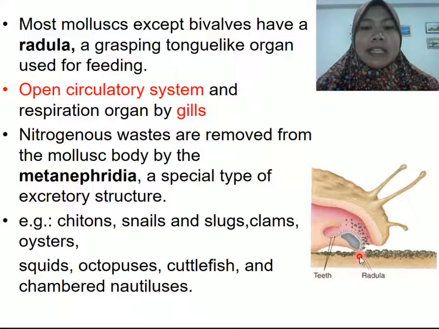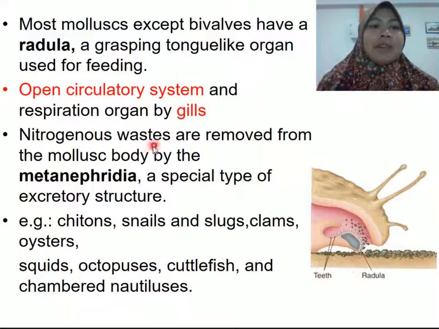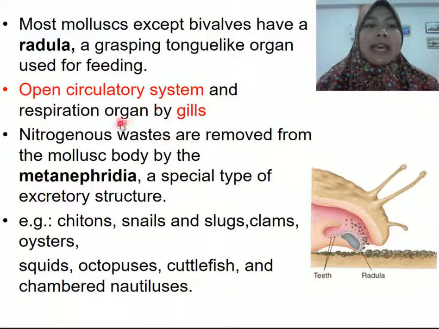You can see this is radula. So radula is a tongue-like structure that they use to feed as they move along the land, on the surface. Okay, and they have an open circulatory system, and the respiratory organ used is the gill, meaning that they breathe by using gills.